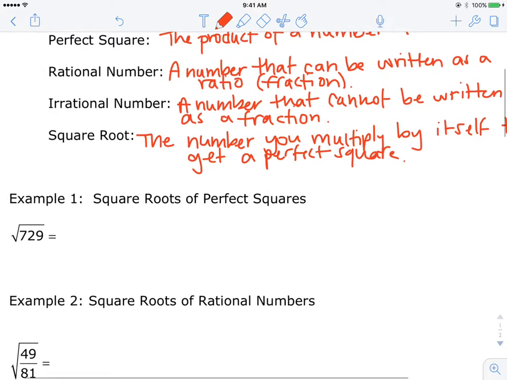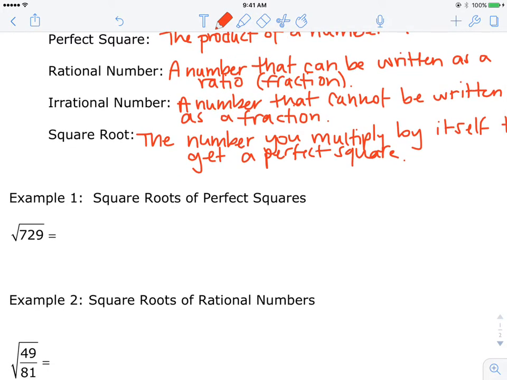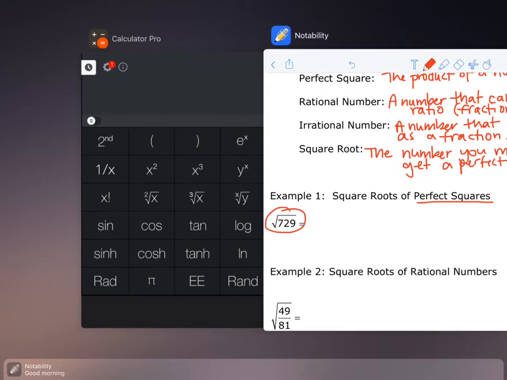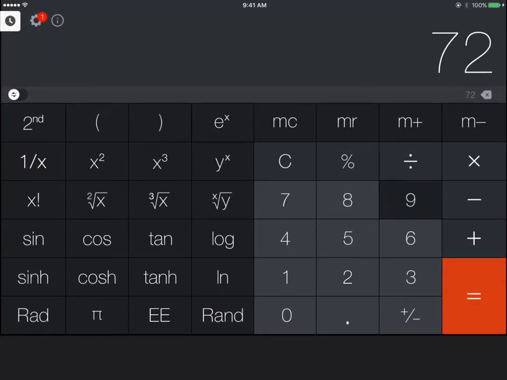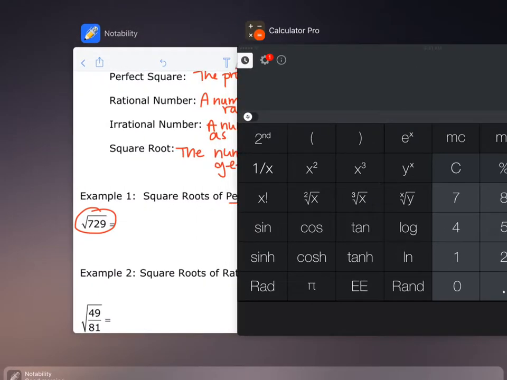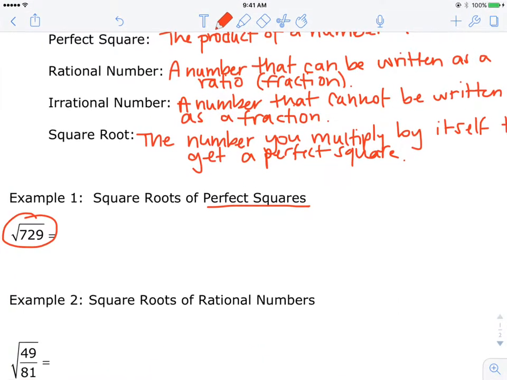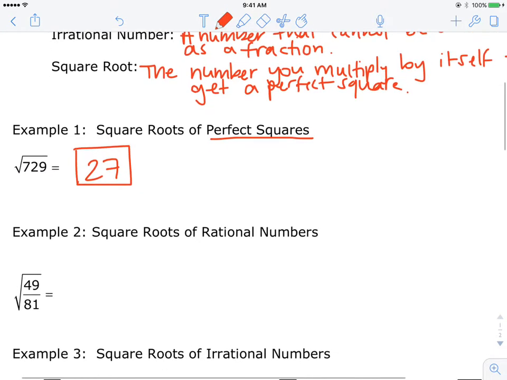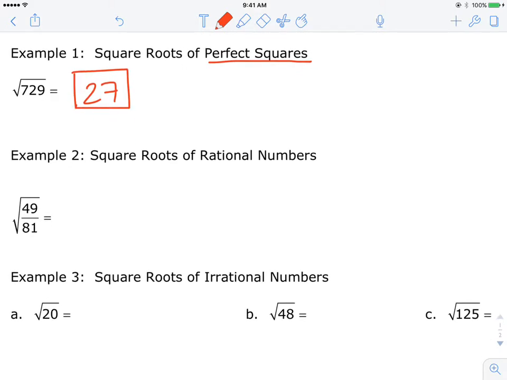First one is the square root. We know it's a square root because there's no index number written. What's the square root of a perfect square? I don't know this number off the top of my head, so I'm going to put it in my calculator. The square root of 729 is 27. This is just the calculator I have on my iPad, so obviously you have a graphing calculator and the process will be a little bit different typing that in.